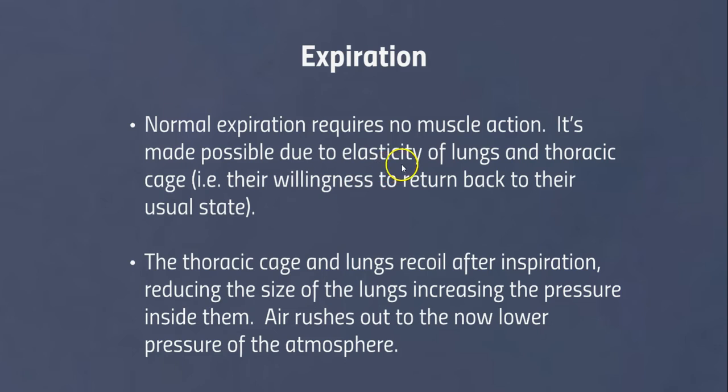We've got elastic lungs which have expanded. They want to go back to normal. And of course, you're going to relax your diaphragm, which is going to come back up, and you're going to relax your intercostals, which is going to drop your rib cage with gravity. So that's an easy phase where you just relax things. The lungs get squished smaller and the air rushes out to the now lower atmospheric pressure as the squishing of those lungs has caused the pressure to rise.